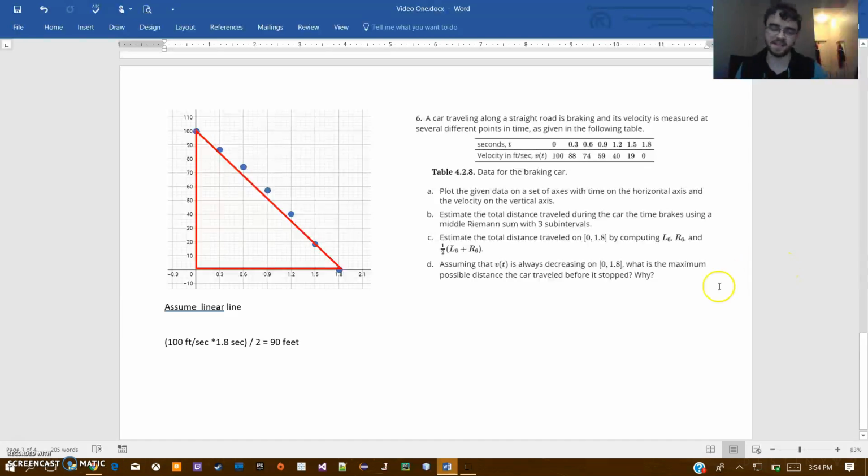So what this means is that the car, at the most, assuming this is a perfectly linear graph and was never accelerating at any point during the process, at most could have traveled 90 feet.